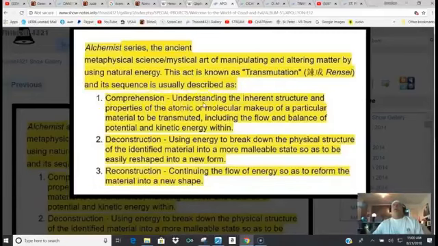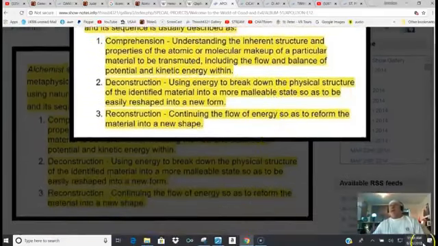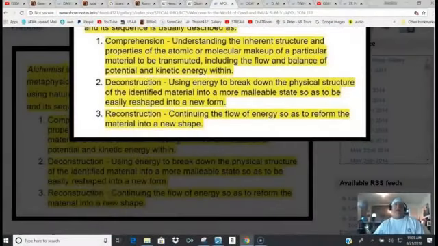Number one, comprehension: understanding the inherent structure and properties of the atomic or molecular makeup of a particle, and that includes light, people. The particular particle or material to be transmuted, including the flow and the balance of potential and kinetic energy within. Okay, that means basically, hey, you got to know what you're going for. We're going for God's angels. We got to know what they are, and we got to know how to break them down, and we need to know how to use the potential and kinetic energy to get what we want.